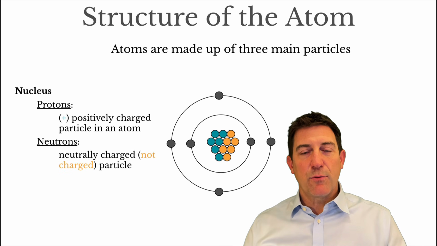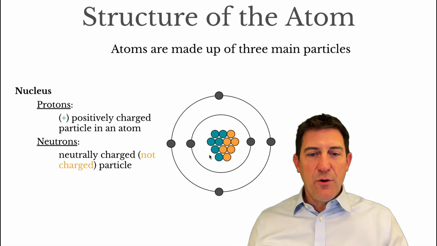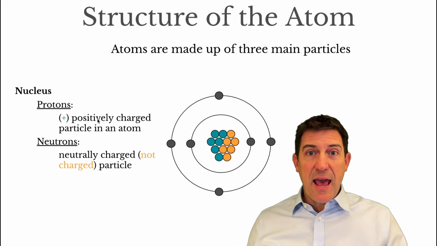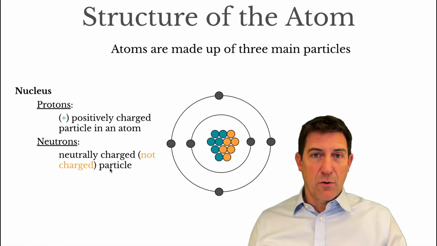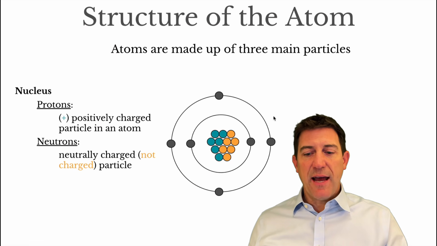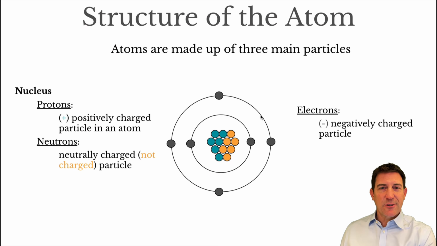In the nucleus, which is the center part here, the nucleus is made up of positively charged protons and neutrally charged or uncharged particles called neutrons. Around the outside, we have electrons, and electrons have a negative charge. Now, this is going to be important coming up.